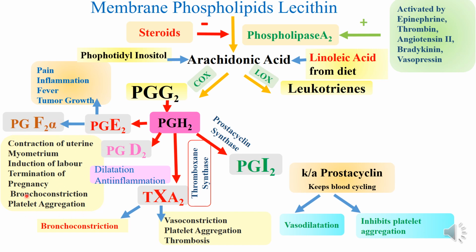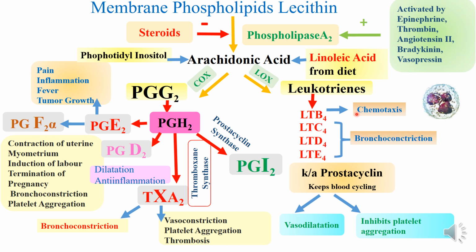Now we go to the LOX pathway. The leukotriene is first converted to LTB4, and this LTB4 causes chemotaxis, and it generates a lot of neutrophils. It is quickly converted to LTC4, LTD4, and LTE4, and the 4 here represents the number of double bonds. So all these C4, D4, and E4 cause bronchoconstriction. So this is the overall COX-LOX pathway.